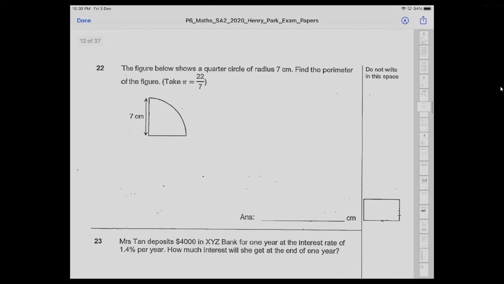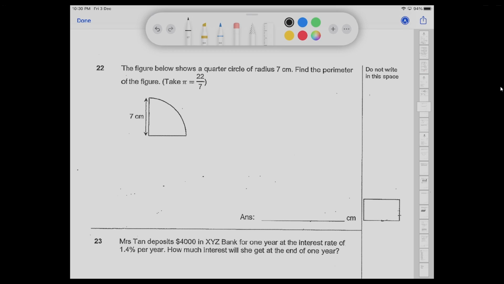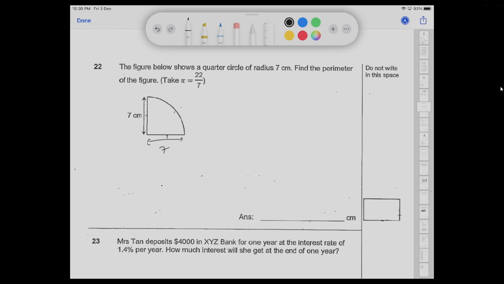The figure below shows a quarter circle of radius 7 centimeters. Find the perimeter of the figure. Interesting. So what's the perimeter of the figure? We have to find this side plus this side. This side is just 7, right? That's the radius. So the most important thing is finding the length of this arc, right?